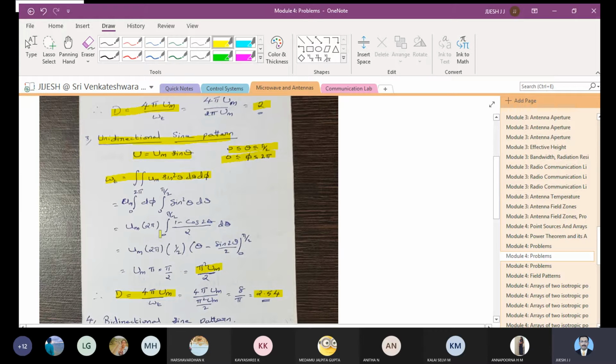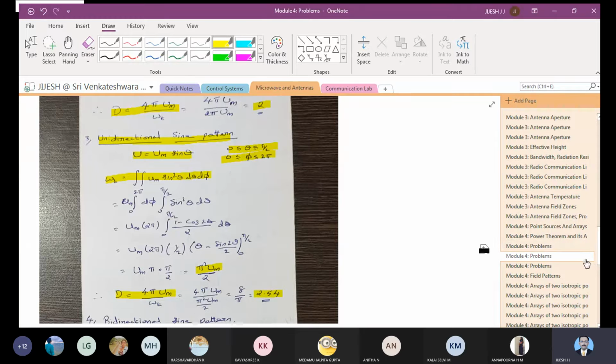When you do the integration of 0 to pi by 2 of 1 minus cos 2 theta divided by 2 d theta, you will get theta minus sin 2 theta divided by 2, and you have to apply the limits. Finally, when you solve it, you end up with the answer pi square Um divided by 2. Substitute for the directivity, which is 4 pi Um divided by Wt. You will get the final answer to be 2.54.